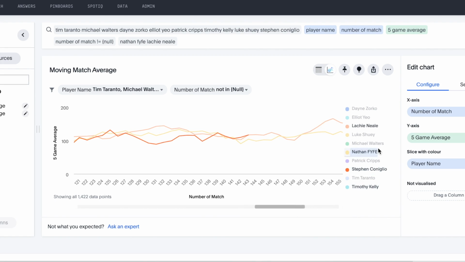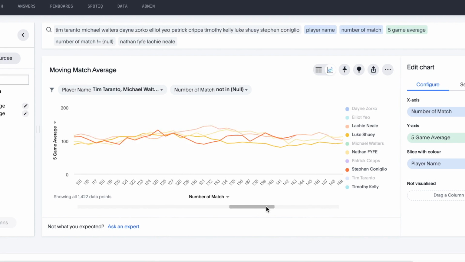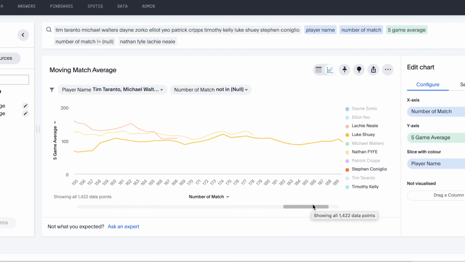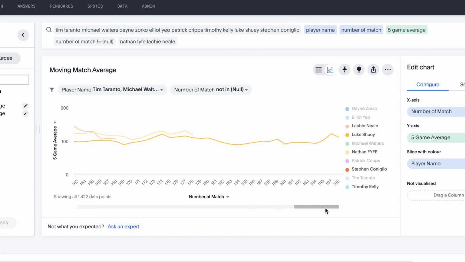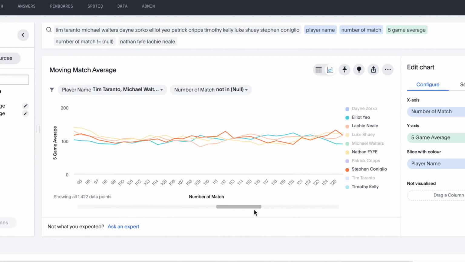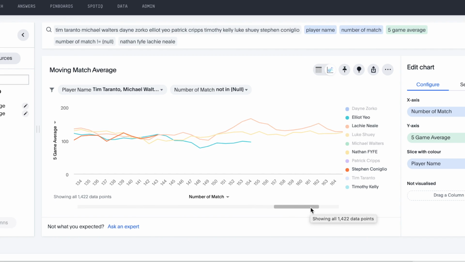So, a few others. Luke Shuey. Let's have a look at what that looks like. So, Luke Shuey did go missing for a period of time. Is below where these two are. He's a bit older in his career. So, is he going to have a breakout now? Probably unlikely. This is probably where he's at. Elliot Yeo. Let's have a look at Elliot Yeo. Had a lot of injuries. Bit of a risk there.